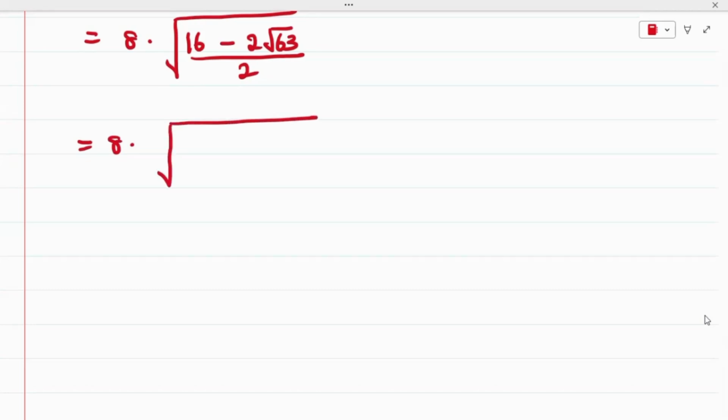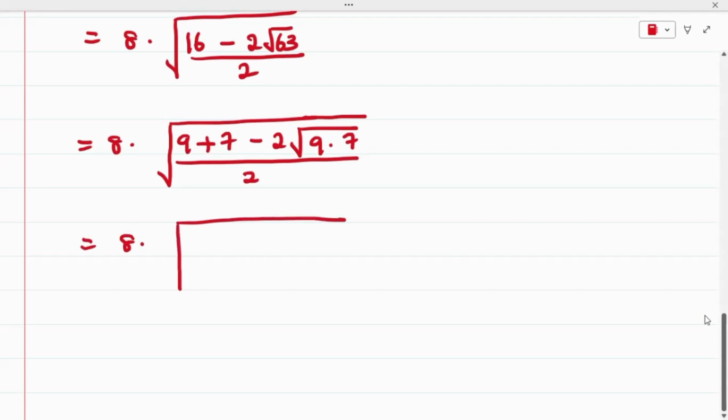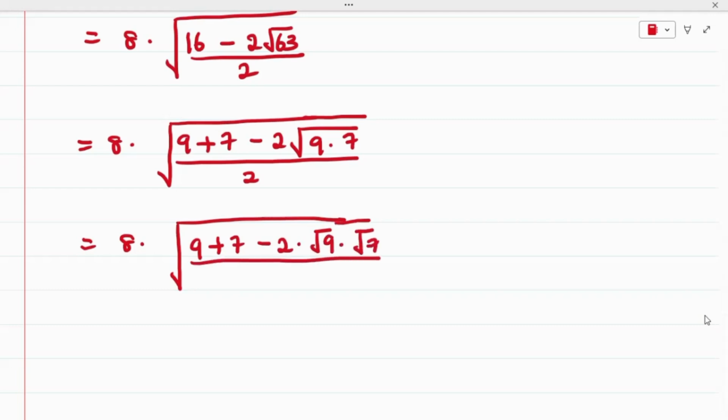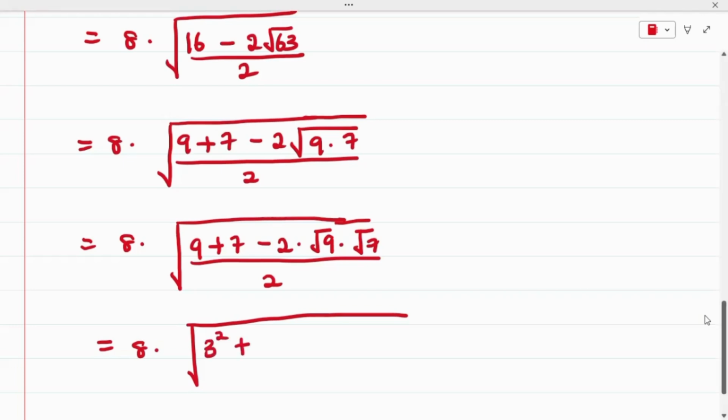Alright, so we have 8 multiplied by the square root. Now we can easily express 16 to be 9 plus 7 minus 2 multiplied by the square root of 63, which can be expressed as 9 multiplied by 7, divided by 2. So this is equal to 8 multiplied by the square root of 9 plus 7 minus 2 multiplied by the square root of 9 multiplied by the square root of 7, divided by 2. Now we can easily express 9 to be 3 square plus 7 can be expressed as the root of 7 whole square minus 2 multiplied by the square root of 9 is 3 multiplied by the square root of 7, divided by 2.